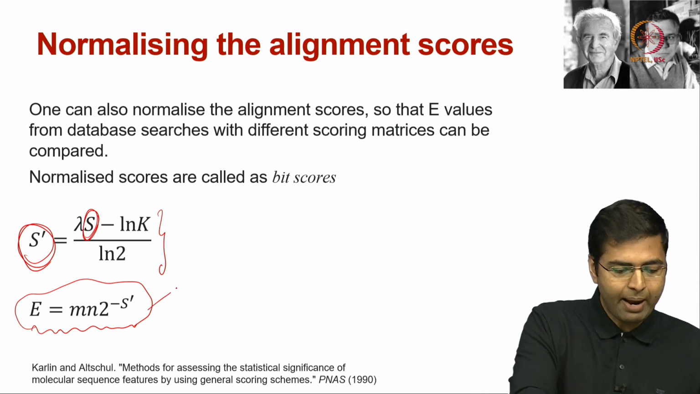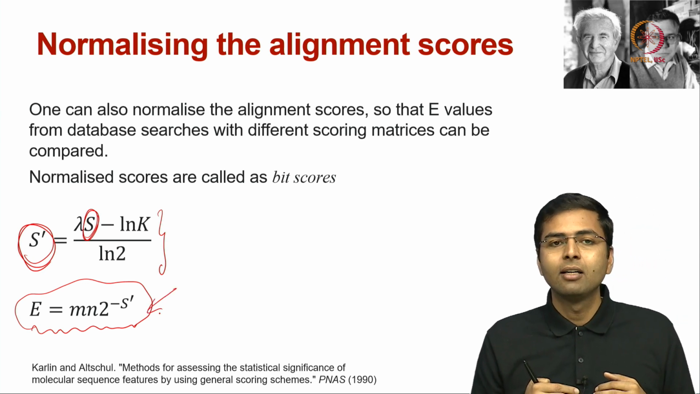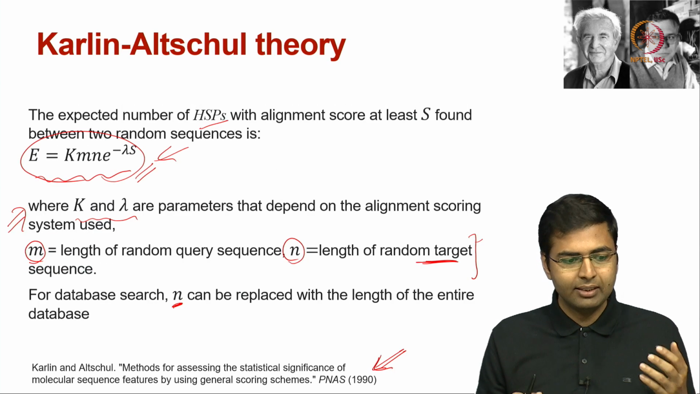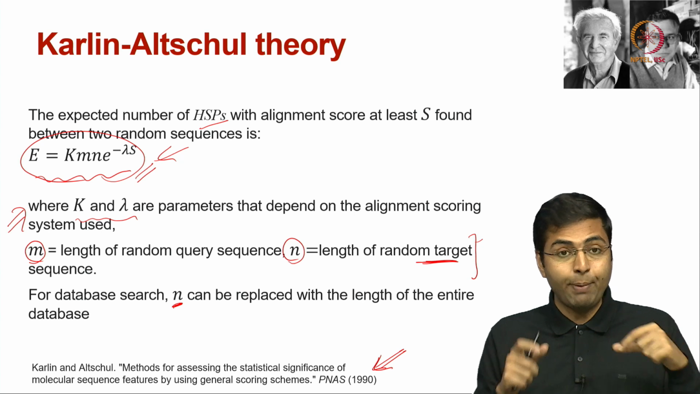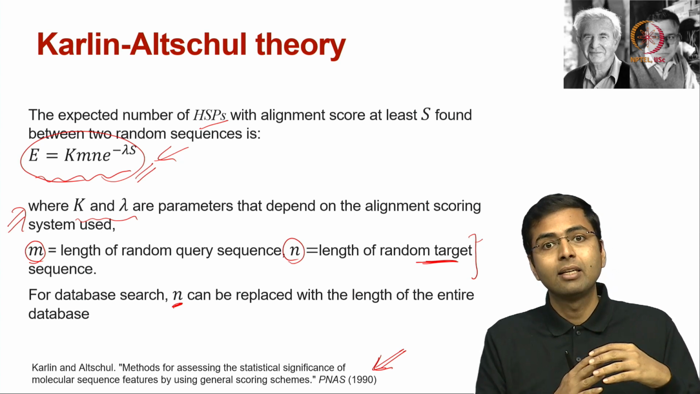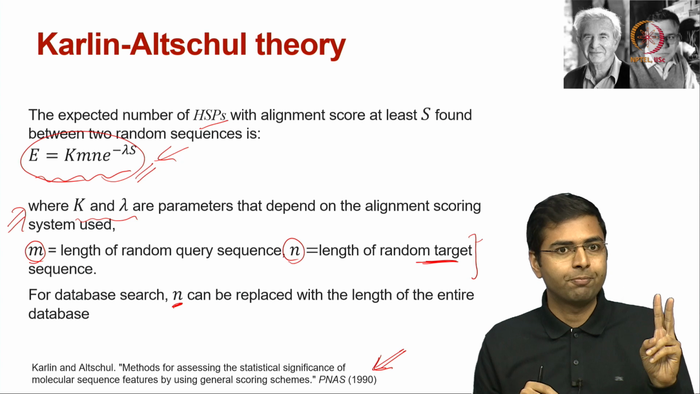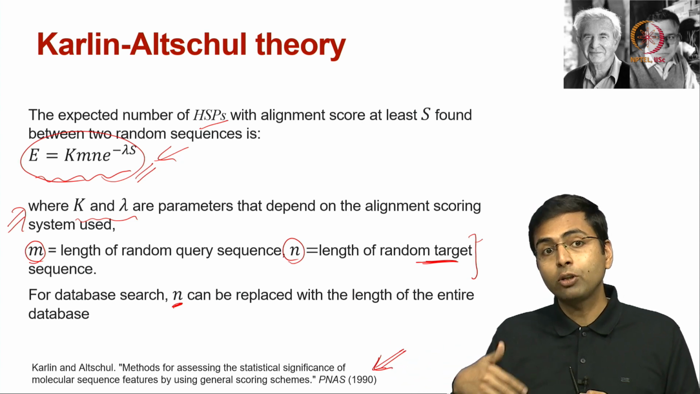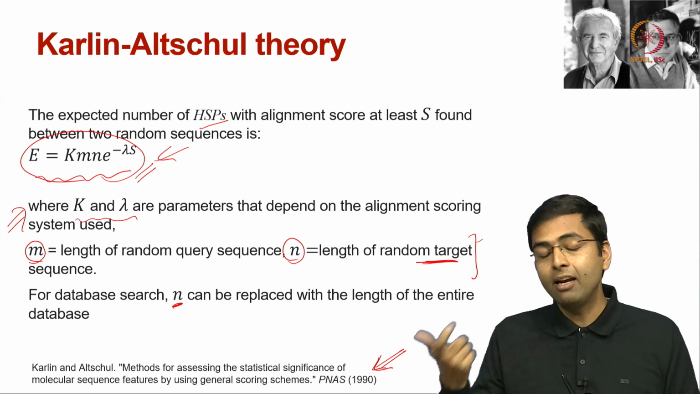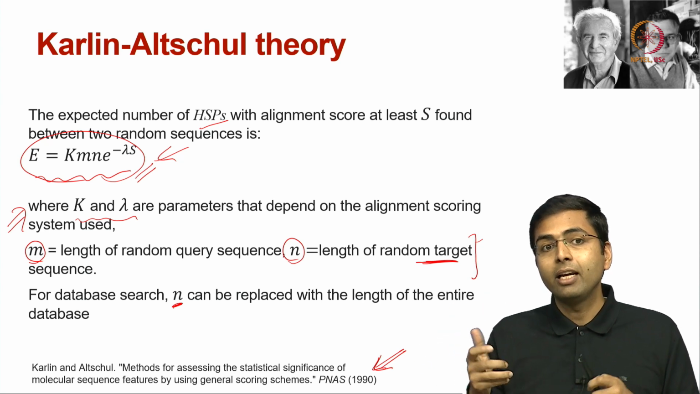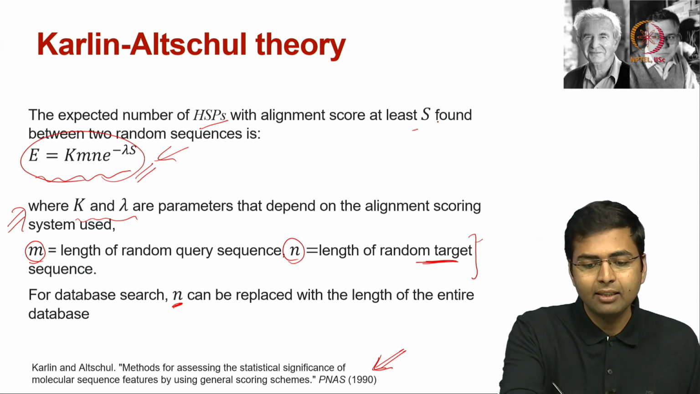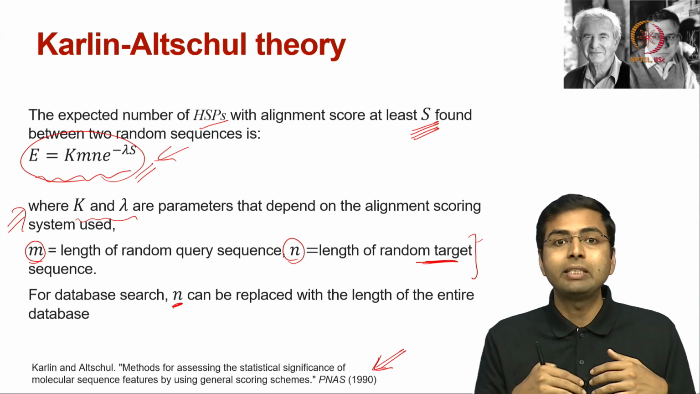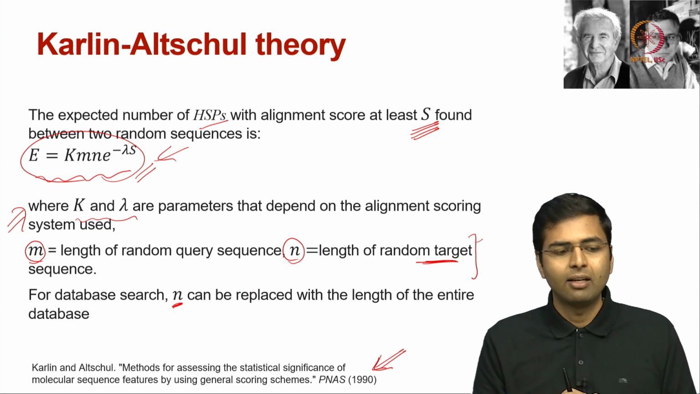So you can imagine that the lower the value of E, the more statistically significant the alignment is, because this E value is giving me the expected number of HSPs that can occur between two random sequences. So naturally, if I am doing a database search, and I also compute the E value for those M and N values, depending on the score I see, I would want to see a lower E value, because that would make my alignment more statistically significant, right.